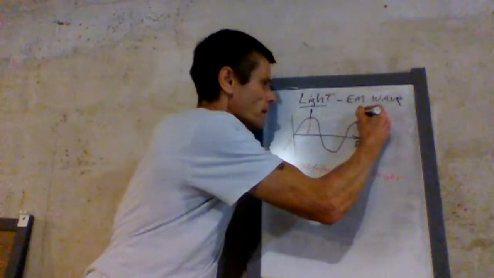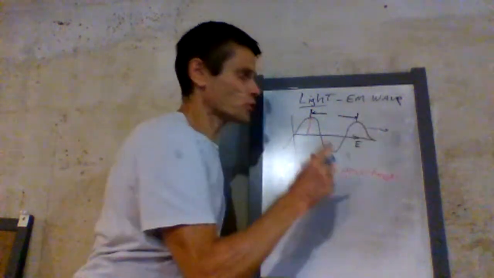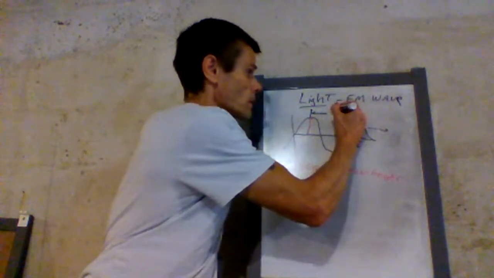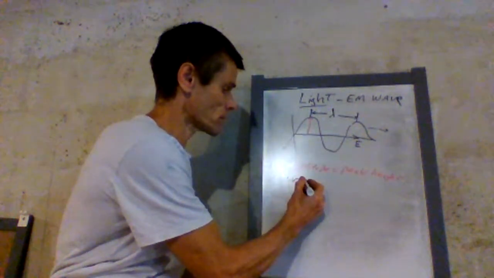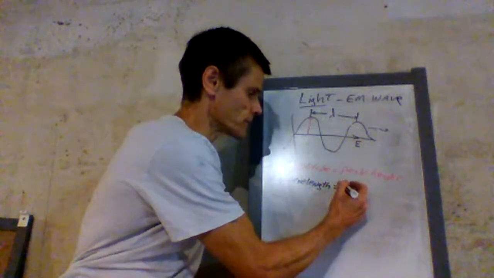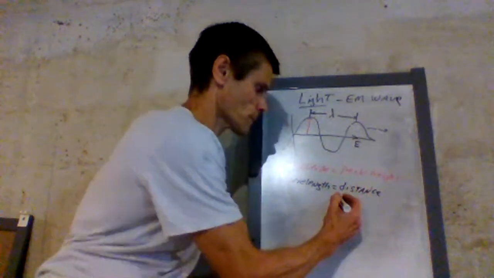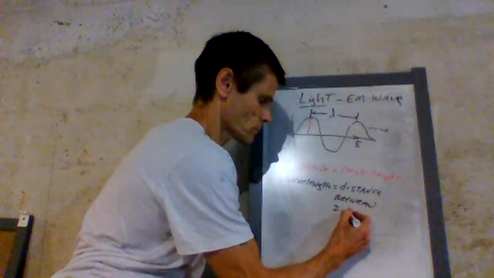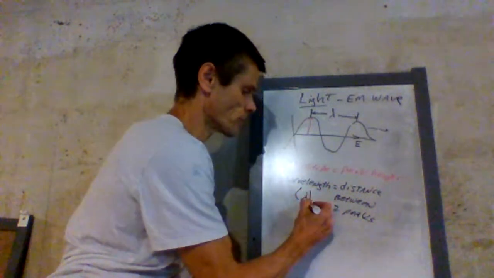And this is real important here, so I'm going to use black to make sure everybody understands it. The distance between two peaks is known as wavelength, and we actually have a Greek letter for it, lambda. So we call this wavelength. Wavelength is the distance between two peaks, and we give a Greek symbol of lambda for that.